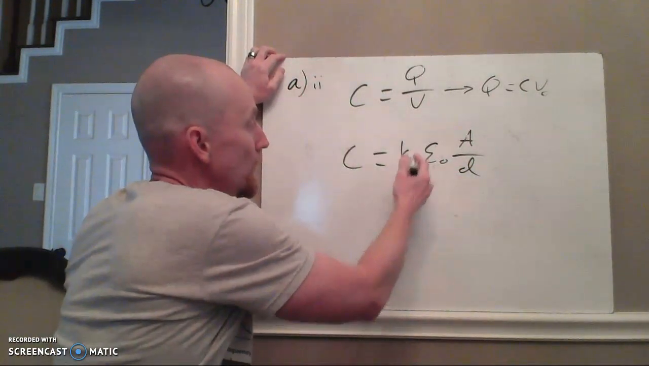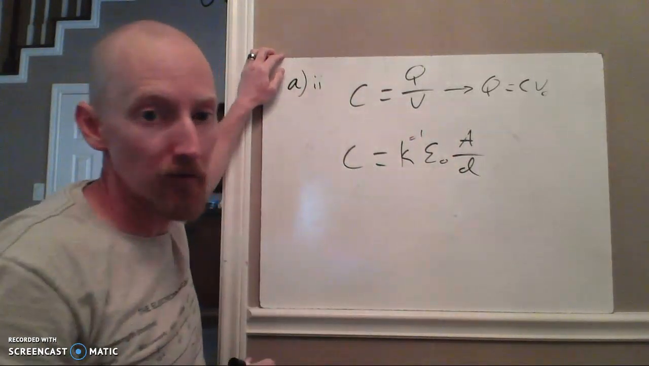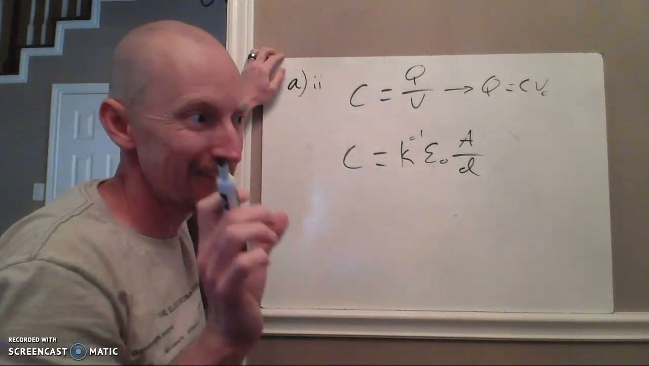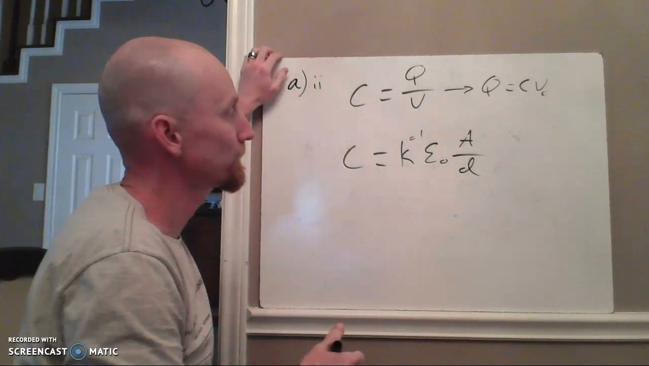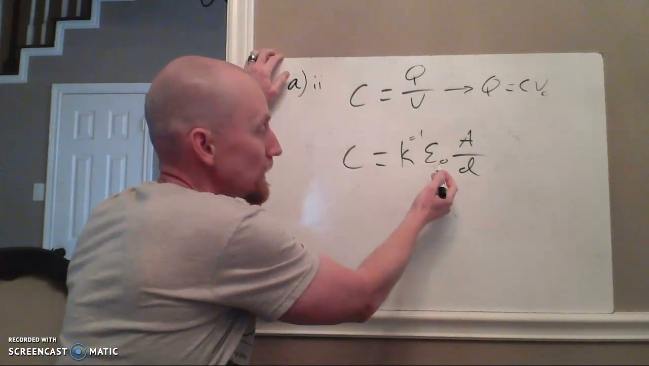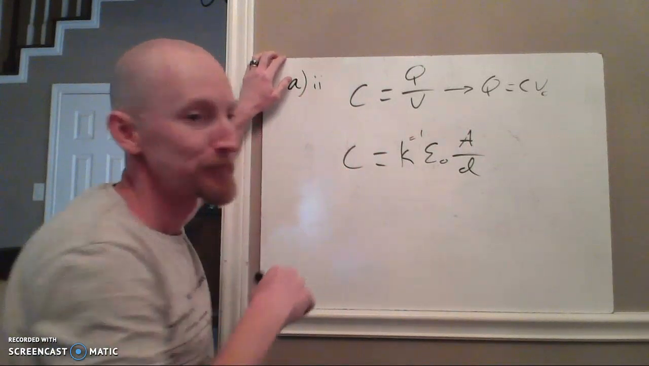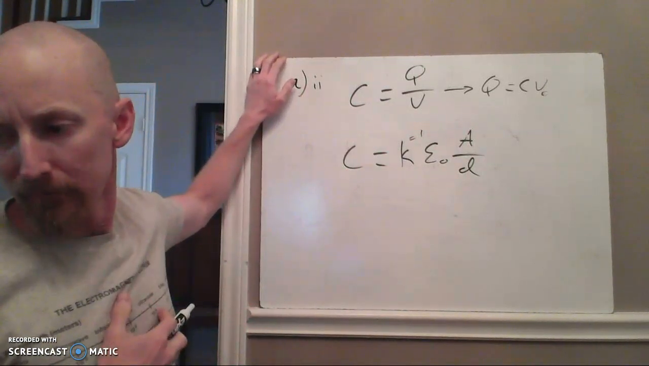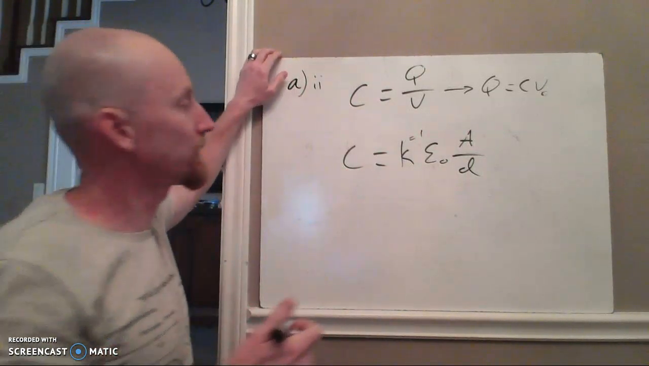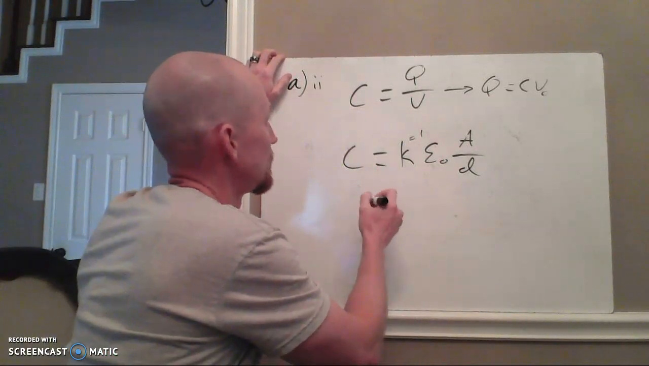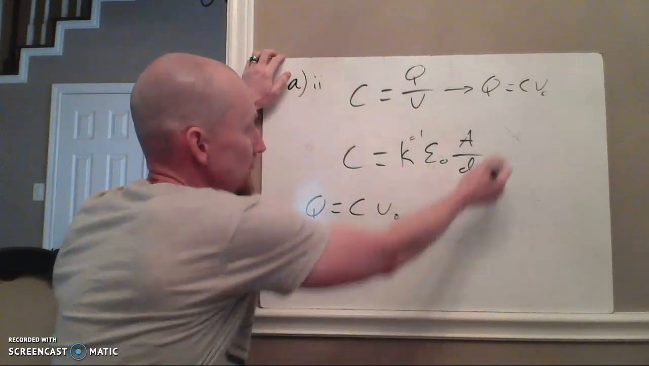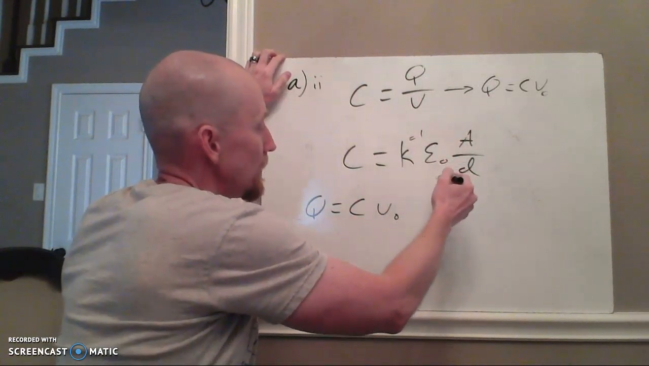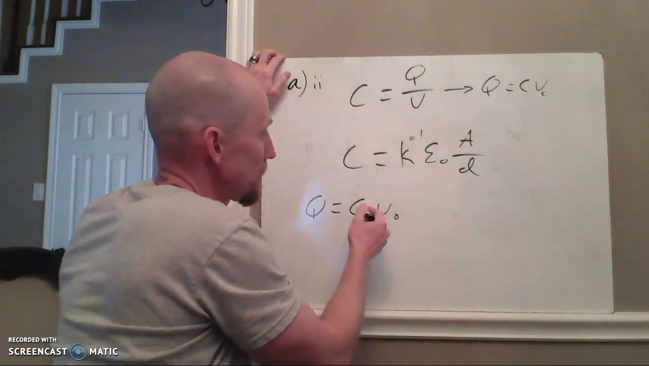K is equal to 1 because there's air. There's no dielectric put in there in between those plates. Epsilon naught is a constant, and we can use that. So Q is equal to C V naught. C is equal to all this stuff, right? So whatever I get here, I'm going to take and plug it in here.